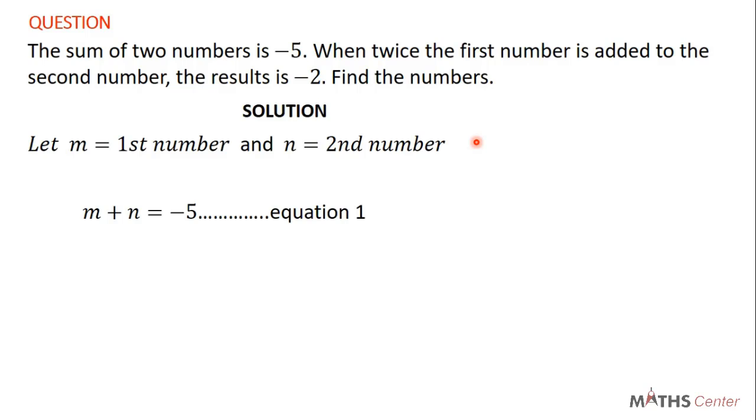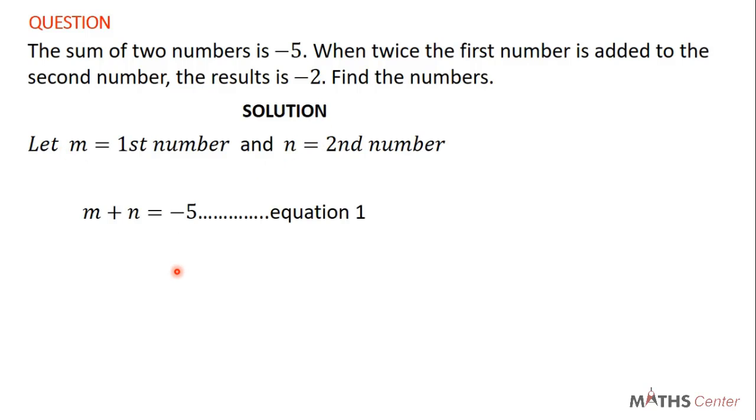Let's move on to the next part. It says that when twice the first number is added to the second number. Twice the first number means 2 times the first number. The first number is m. So 2 times the first number will give us 2m. So when twice the first number is added to the second number, 2 times m is added to the second number, which is n.